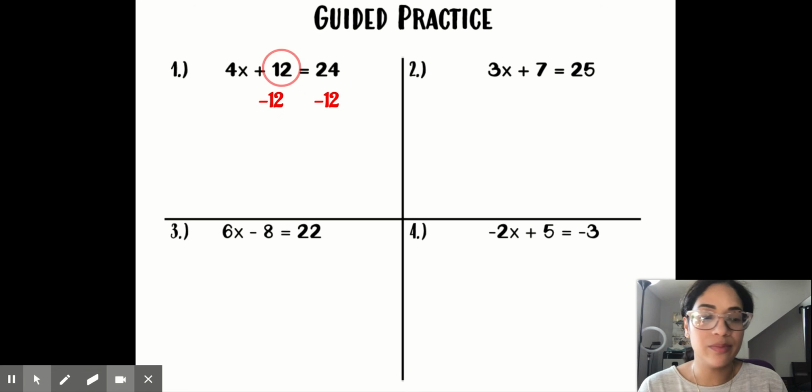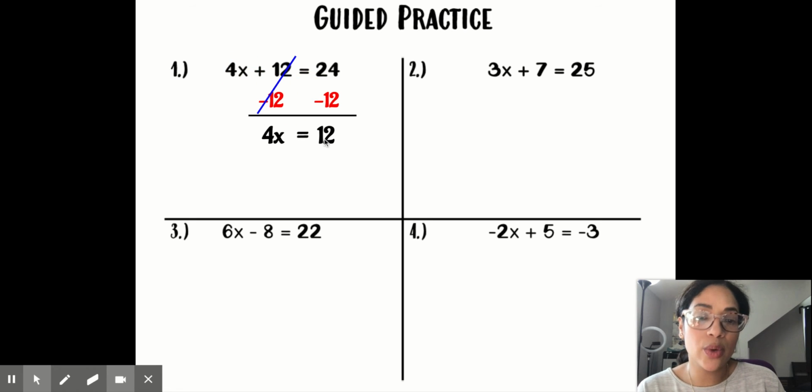12 minus 12 is 0, so I can go ahead and cross that out. And I'm going to bring down my 4x down here, and then 24 minus 12 is 12. I have a number right next to a variable. This is my variable term. To eliminate this coefficient, to get rid of that coefficient, I have to do the opposite, the inverse of multiplication.